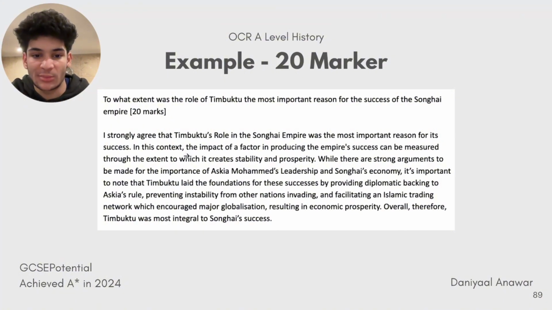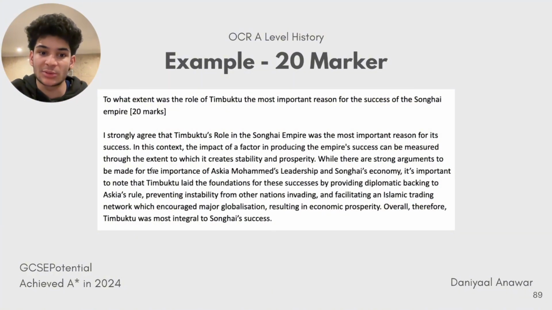In the OCR examiner's report, they say criteria is quite important. So basically I say, what is the criteria for the most important reason, like the impact of the factor? In this context, the impact of the factor in producing the empire's success can be measured through the extent to which it creates stability and prosperity. So that's my criteria. And then I give the other factors.